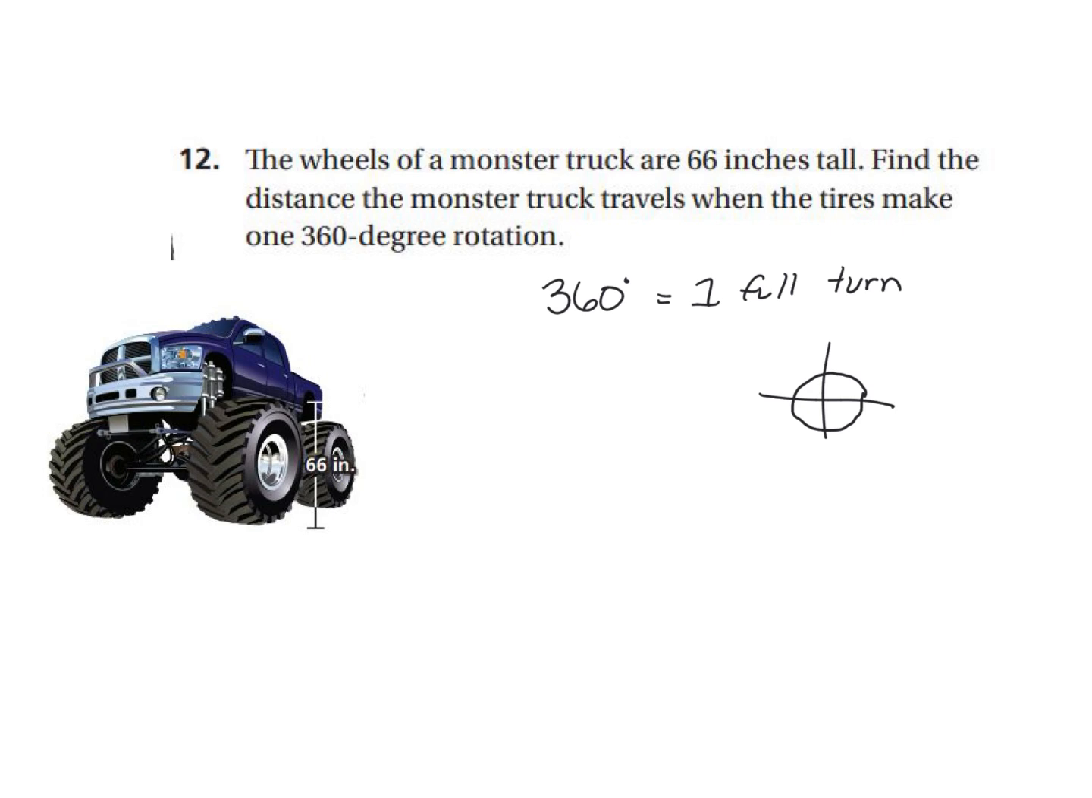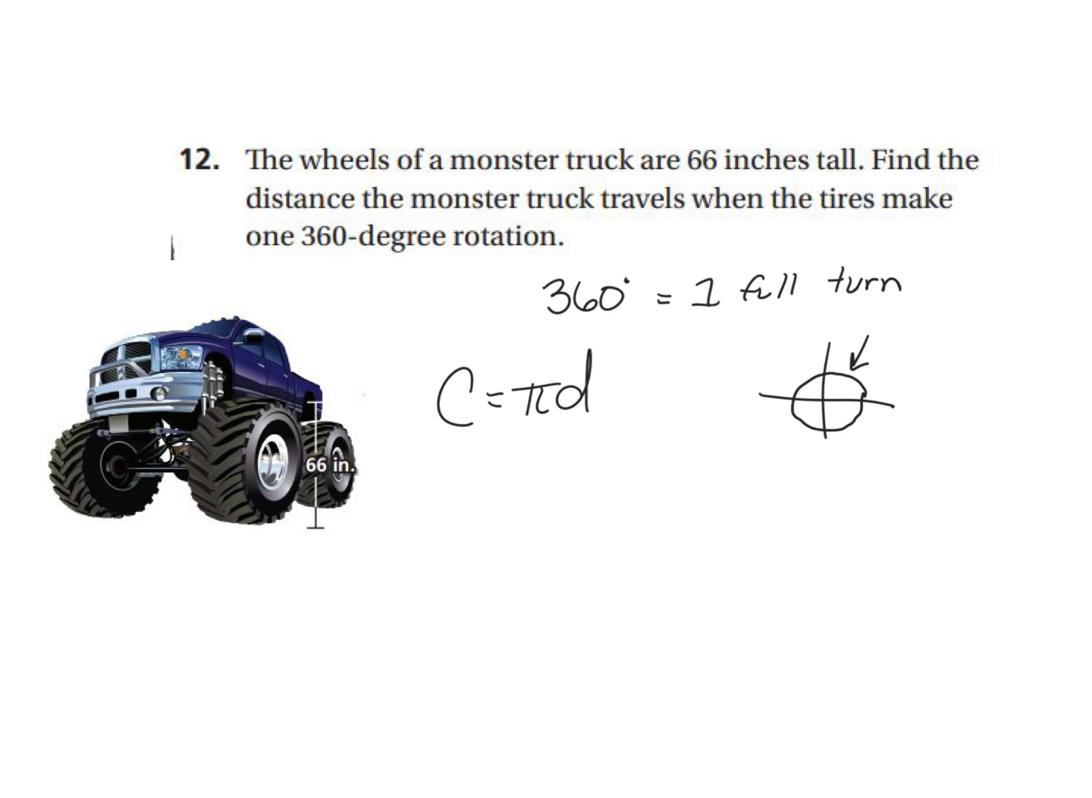So what it's asking me here really is, how far is that? Which is really just circumference. I need to figure out the circumference of that tire. It's giving me a diameter, so the circumference equation I'm going to use is pi times diameter. I have diameter, I need circumference. That's the equation that contains both.